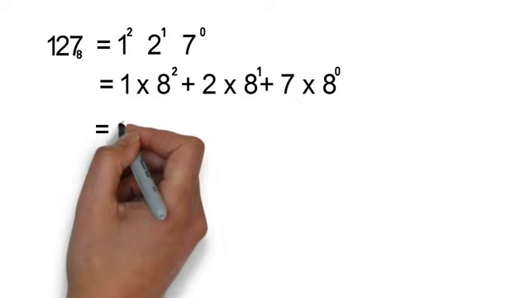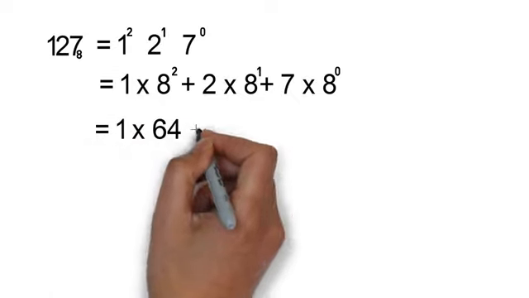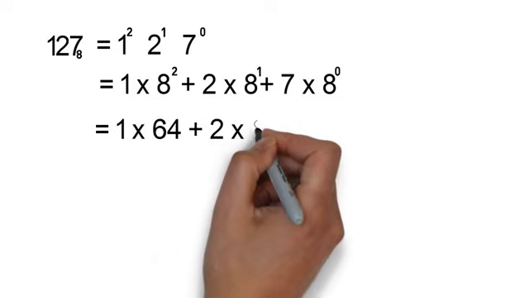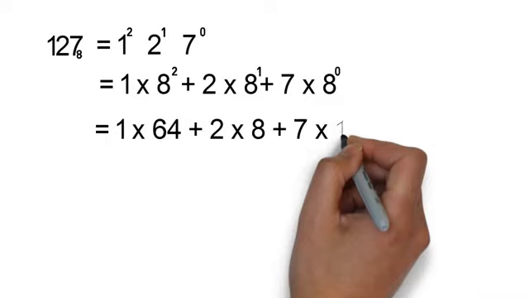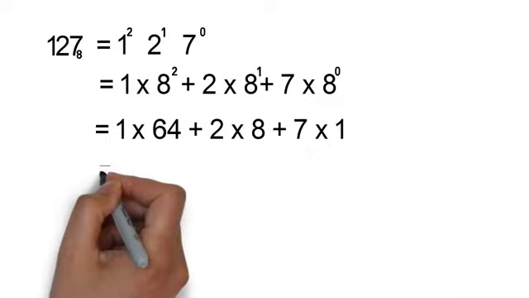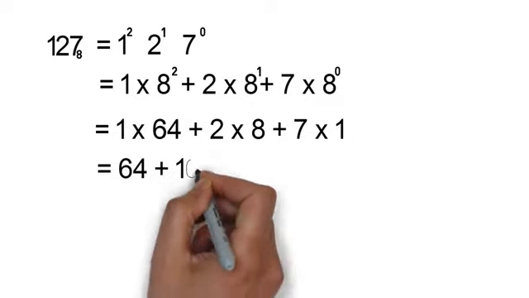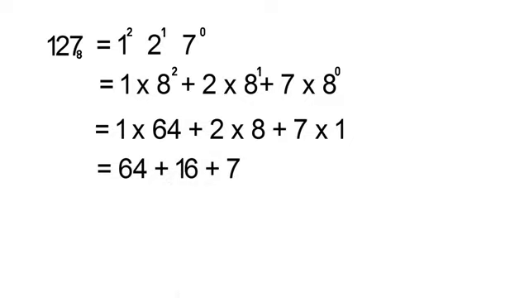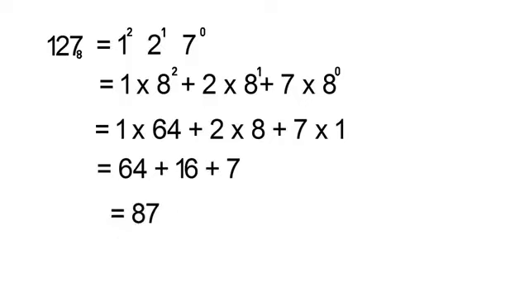So this will give me 1 times 64, 8 raised to power 2 will give me 64, plus 2 times 8 plus 7 times 1. 8 raised to power 0 will give you 1. So we have 7 times 1. So 1 times 64 will give me 64. 2 times 8 will give me 16. And 7 times 1 will give me 7. So here, adding it up, I have 87 in base 10.